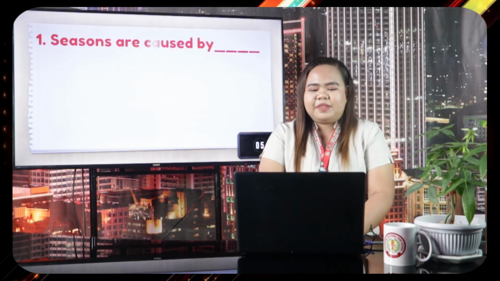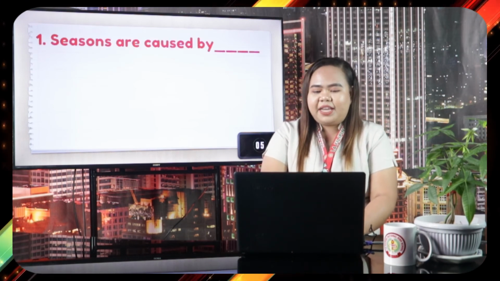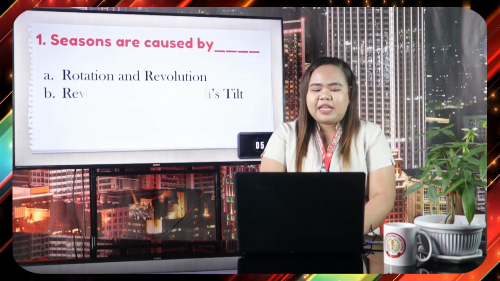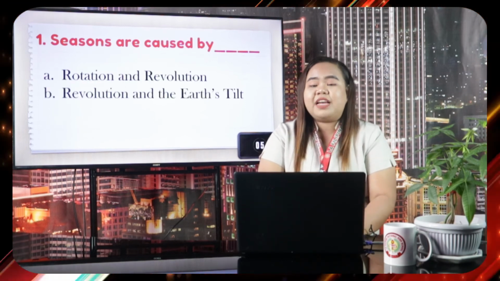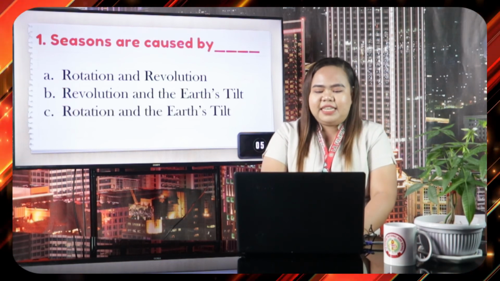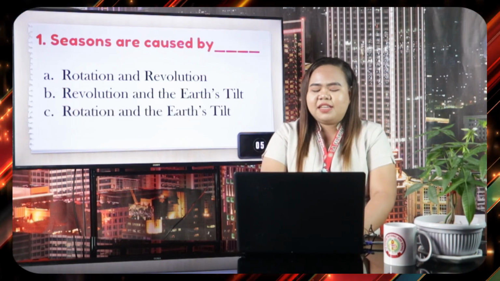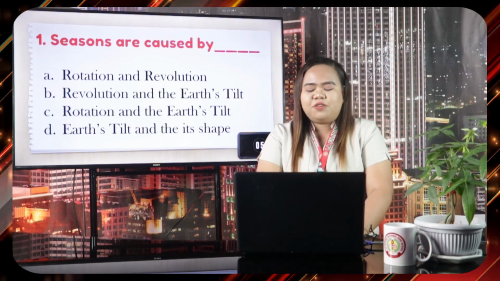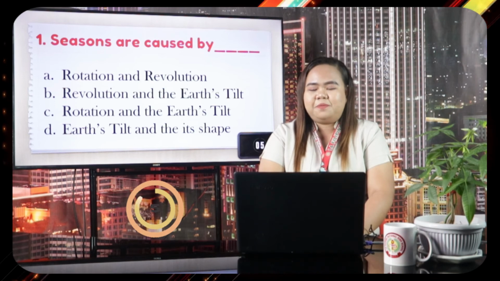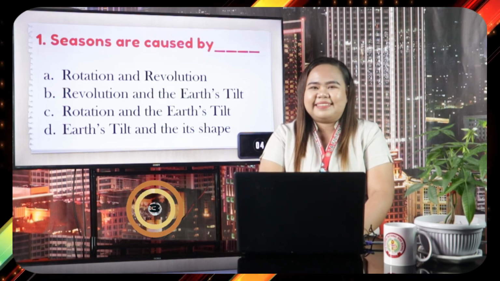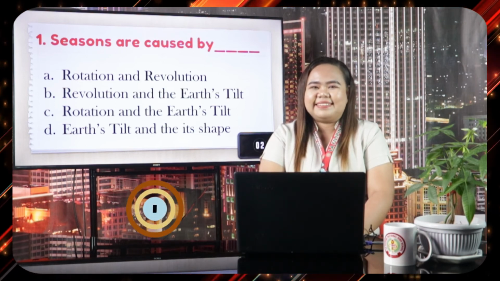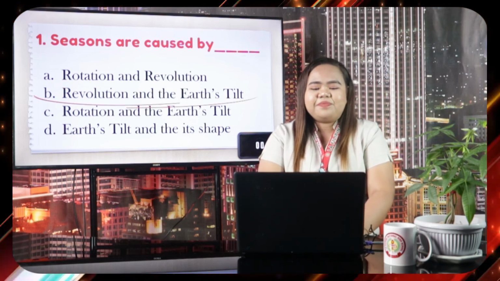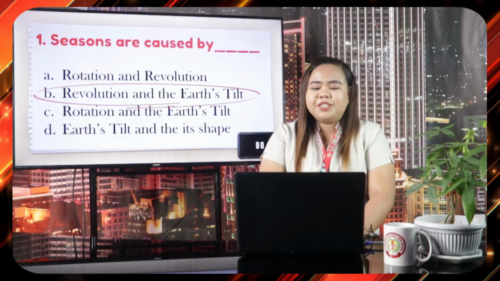Number 1. Seasons are caused by letter A, rotation and revolution. Letter B, revolution and the Earth's tilt. C, rotation and the Earth's tilt. And letter D, Earth's tilt and its shape. Your 5 seconds starts now. Okay, the correct answer is letter B. Number 2.